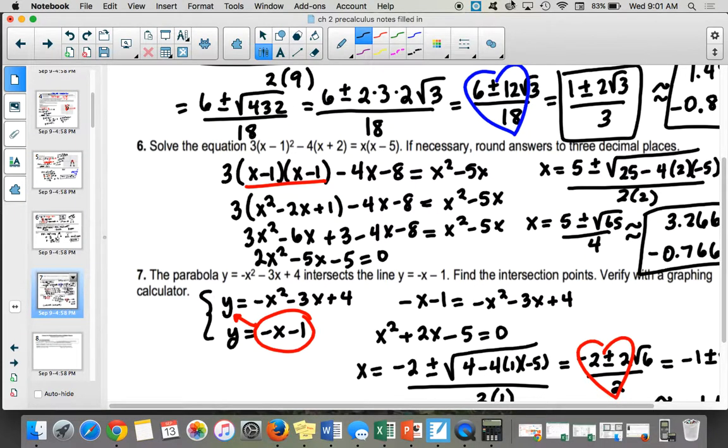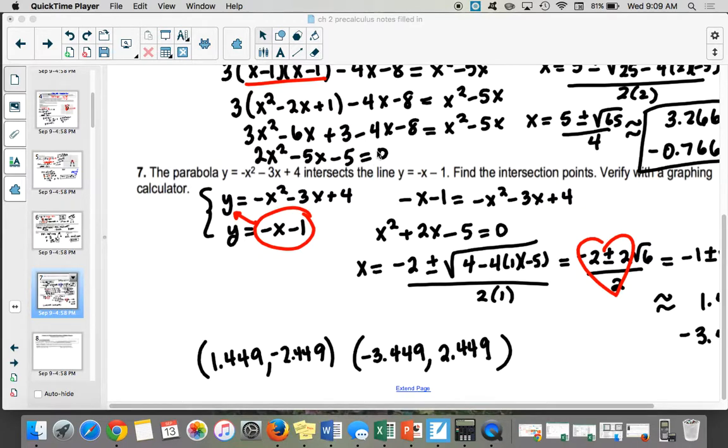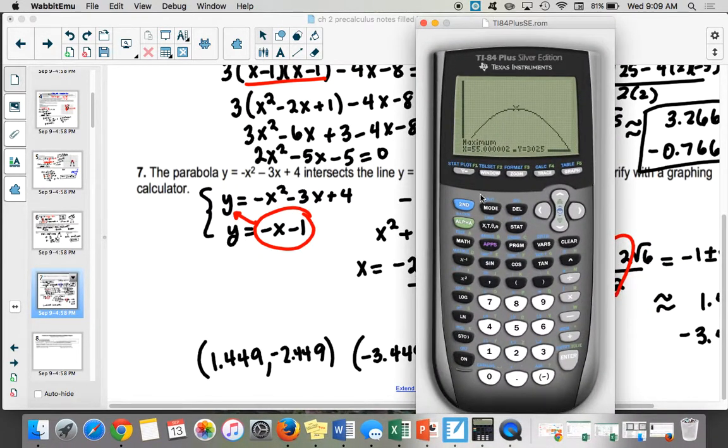So I'll let you guys go on break and then I'll talk about how to do this on the calculator. So if you go to your calculator and under your y equals, you put in negative x squared. Make sure when you put in negative x squared, you put the negative sign, not the minus sign at the beginning. And then minus 3x plus 4. And then put the second, y2, as negative x. So again, negative, and then the x, and then minus 1. If you put minus x minus 1, it will say error. So you'll know that you did that wrong.